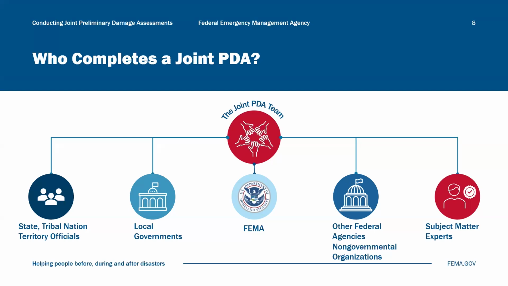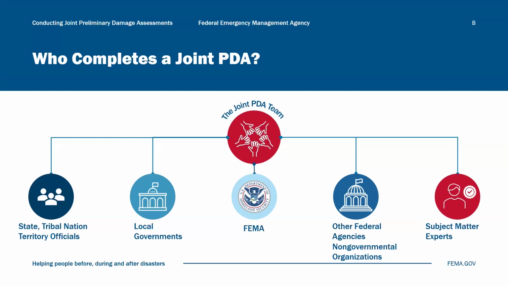After the Joint PDA is complete, the governor will decide whether to request a presidential disaster declaration. Tribal nations can take on different roles depending on how they choose to request disaster assistance from FEMA. They also conduct initial damage assessments and may participate in the Joint PDA. For more information about the flexible options for tribal nations, reference FEMA's Tribal Declarations guidance.